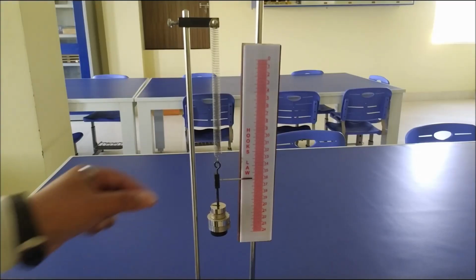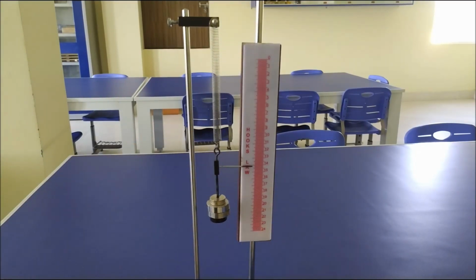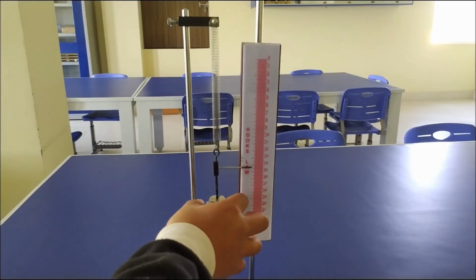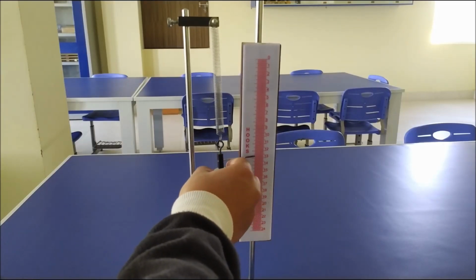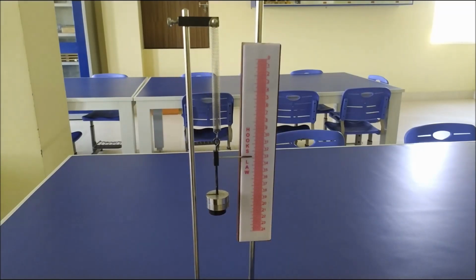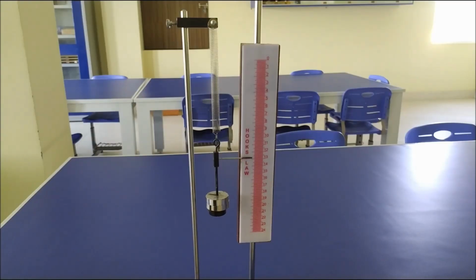Now again I am removing one more 20 gram of weight. Now my weight in the hanger is 140 grams and my pointer is pointing at 14.2 centimeters. Now again I am removing this 20 gram of slotted weight. Now my pointer points at 12.8 centimeters. By proceeding with the same method, we will note down more readings for the reducing weight, and the readings which I have observed are.